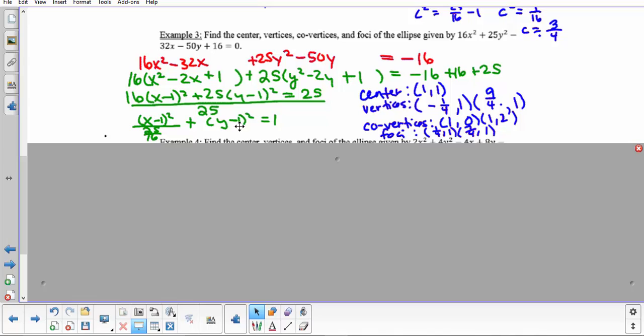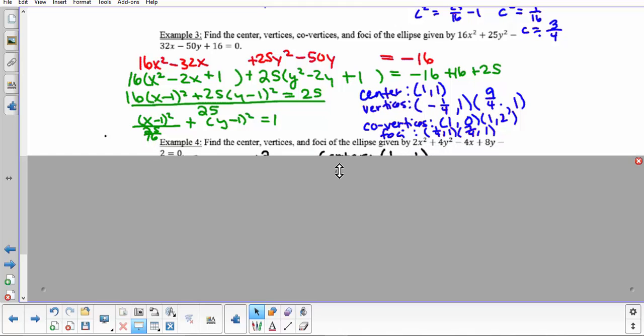So remember, the formula that we would use there is c squared equals a squared minus b squared. So c squared equals 25/16 minus 1. So that would give us c squared equals 9/16. The square root of 9/16 is 3/4, and then we add and subtract that to the x coordinate.